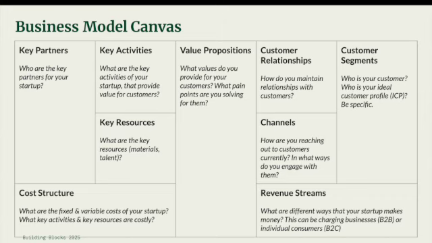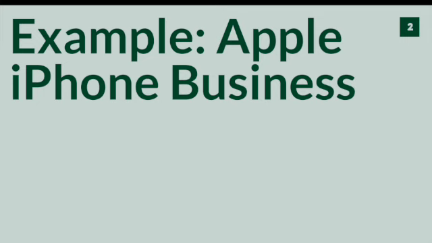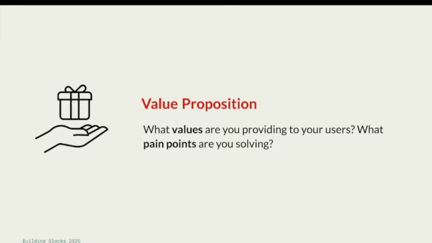Now, we'll go through an example with the Apple iPhone business. Note that Apple has a big business with multiple product lines and services, but for this exercise, we'll focus on iPhones. Let's get started with the value proposition, which is one of the most important elements of a business model canvas. What values are you providing to your users?